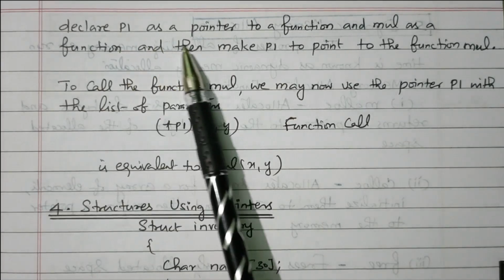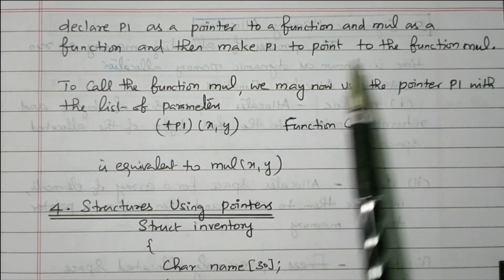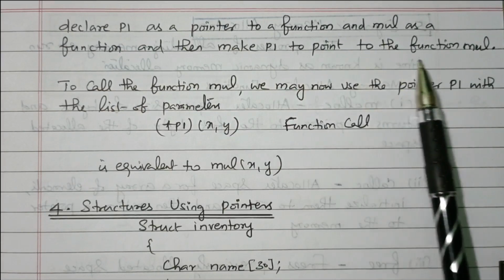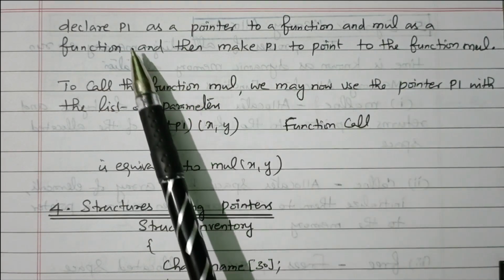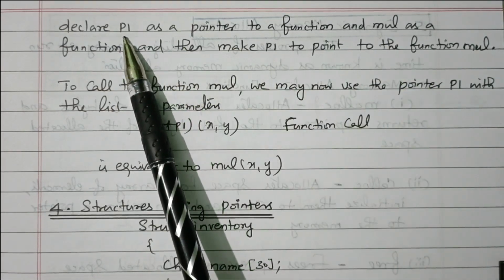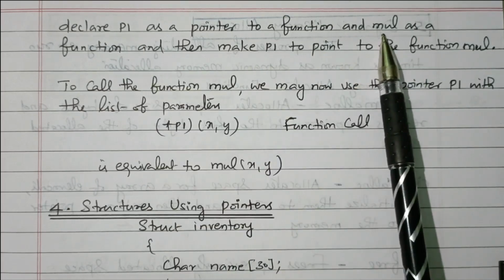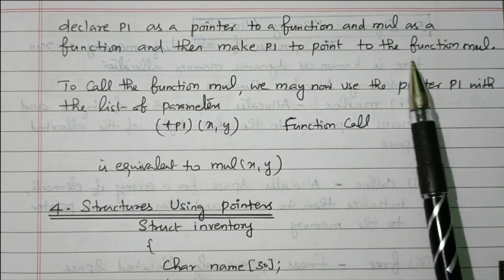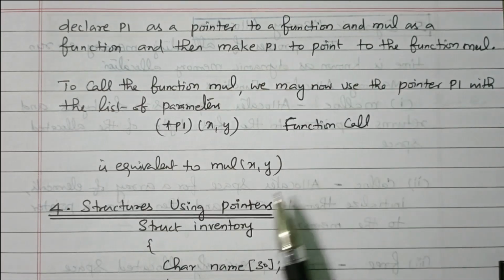Declares p1 as a pointer to a function, mul as a function, and then makes p1 point to the function mul, right? We know that p1 is a pointer to the function, and mul is the normal function. So that makes p1 a pointer to the function. P1 is the pointer to the function.